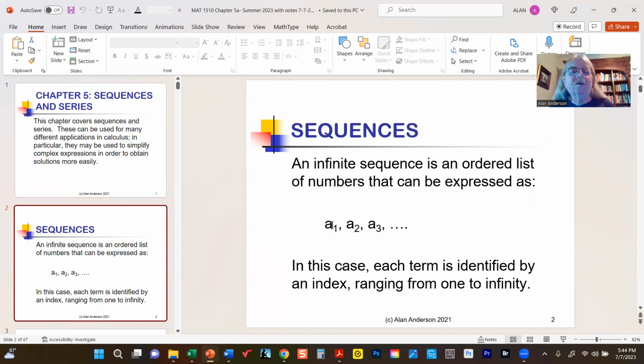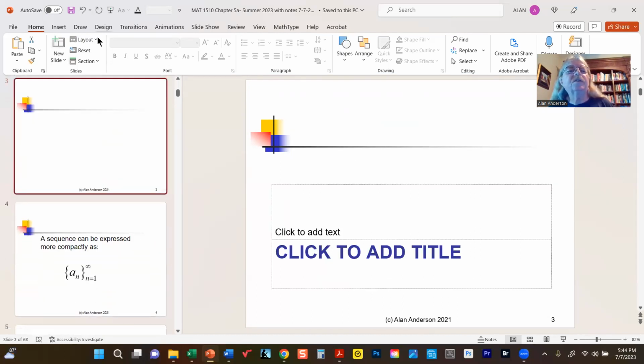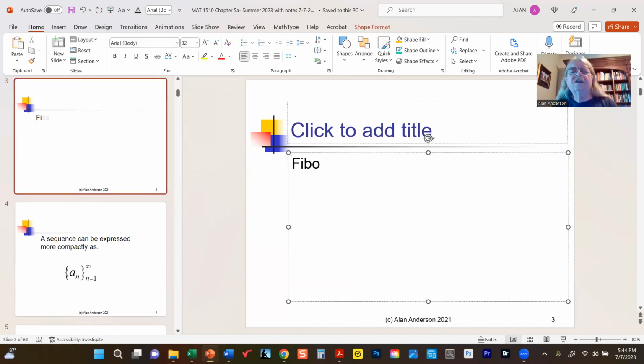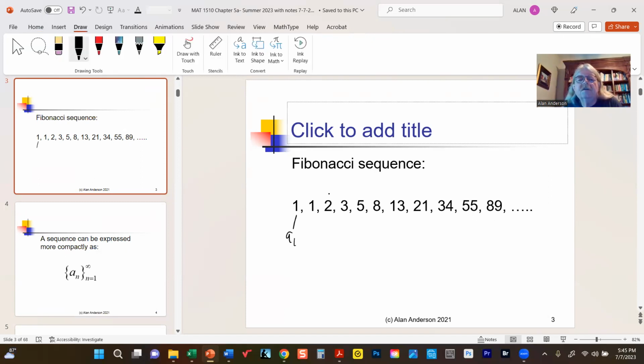Now, before I go any further, I just want to remind you that somewhere along the way in your travels, you were almost certainly introduced to a very special type of sequence, and that was the Fibonacci sequence. And so it goes like this. So the whole point of this is that there's a pattern here. This could be thought of as A1, A2, A3, et cetera, et cetera.